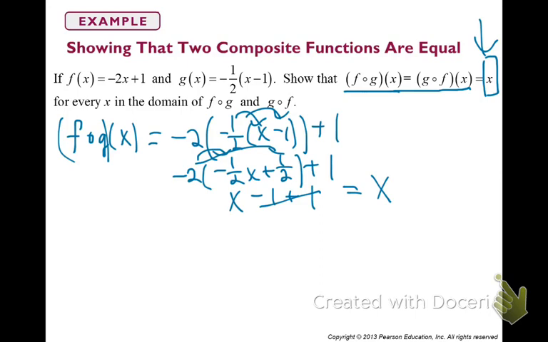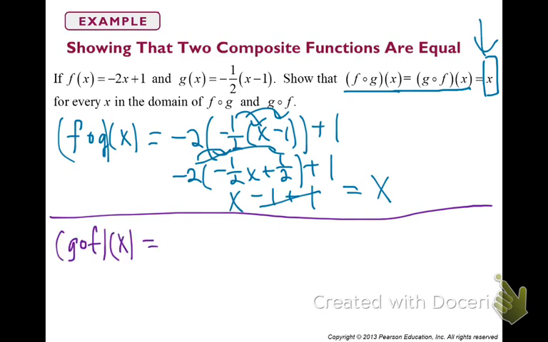It worked. So let's go the other way. So the g is negative 1/2 times the quantity x minus 1. So replace the x with the negative 2x plus 1. And don't forget the minus 1.